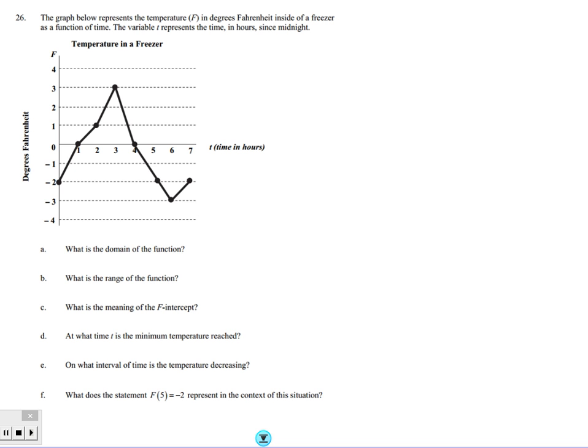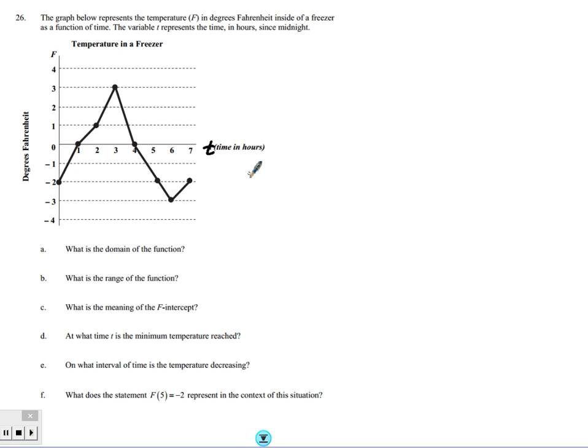Now those of you that are doing presentations, this might be a very important problem for you. The graph below represents the temperature in degrees Fahrenheit inside of a freezer as a function of time. The variable t represents the time in hours since midnight. So this is very important. I've been using x and y, but now it's saying we're using t and f. So this is Fahrenheit and this is time. So we're going to be careful to put t and f in our problem.